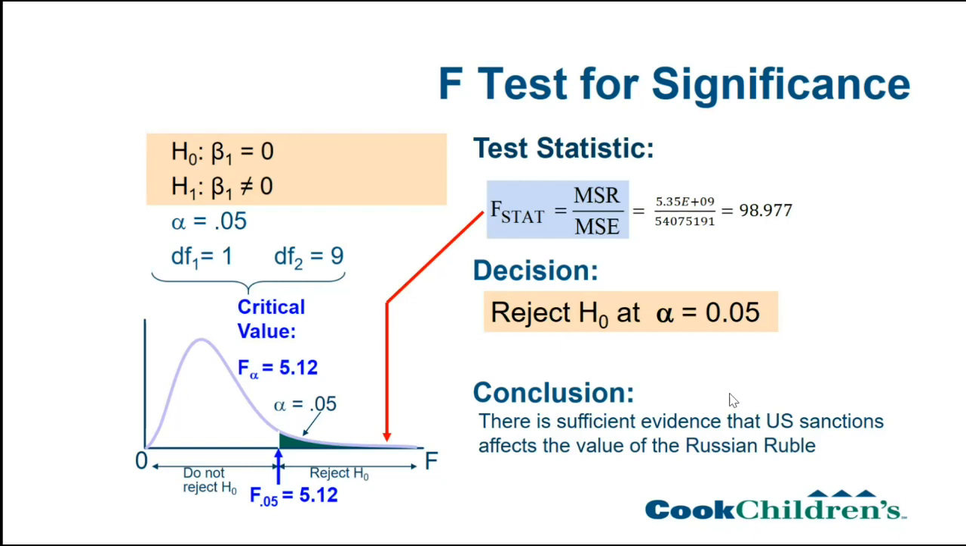So looking at the F-test for significance, if you look in the F table at a 0.05 significance with degrees of freedom of 1 and 9, the threshold value is 5.12, and our F statistic in this case is 98.97, so it's way off of this range. So in this case, you can reject the null hypothesis at an alpha of 0.05, and you can say that there's sufficient evidence that the U.S. sanctions affect the value of the Russian ruble.